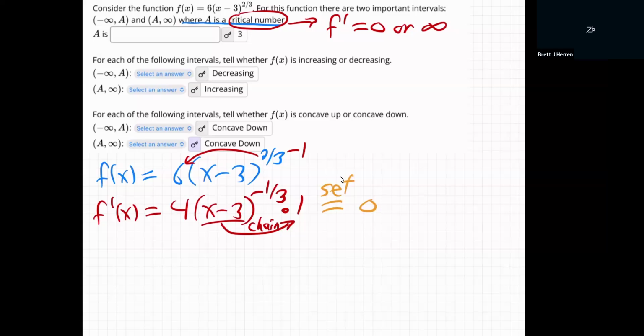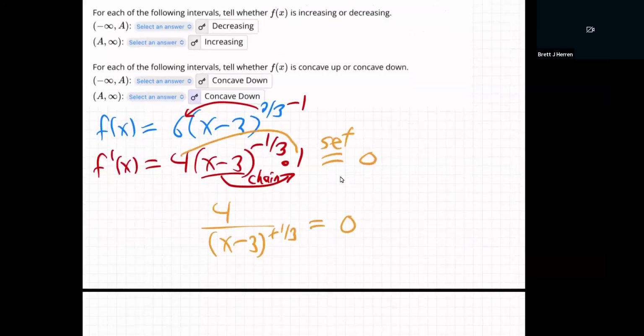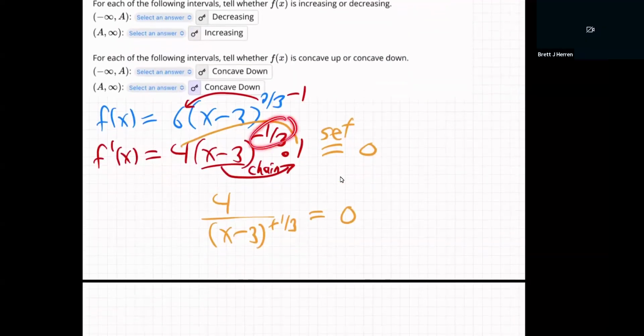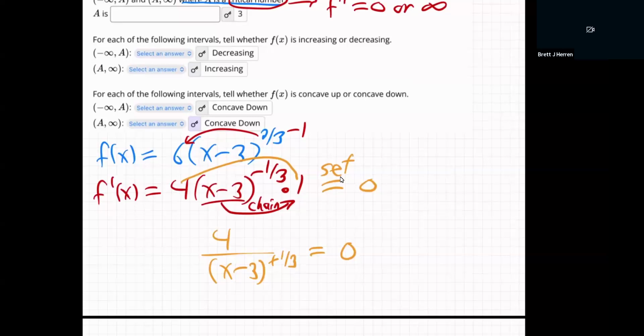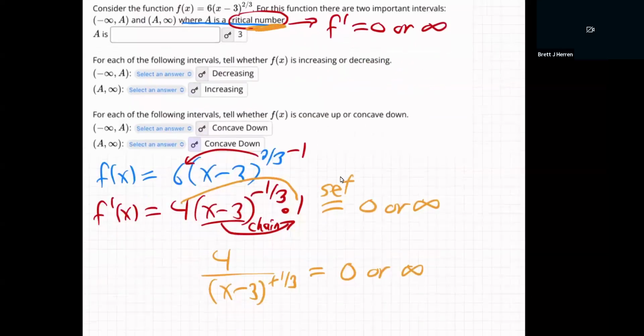Well, this really means 4 times 1, which is 4, and the x minus 3 goes to the denominator because it's a negative power. Remember, negative powers jump to the denominator, then become positive? Okay. So basically, we want to know where this equals 0 or infinity, right? Because a critical number is any place the derivative is 0 or infinity.